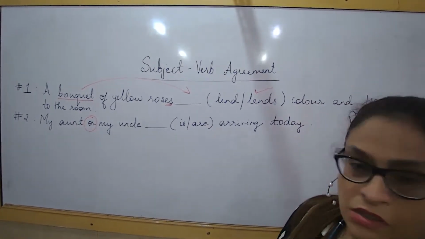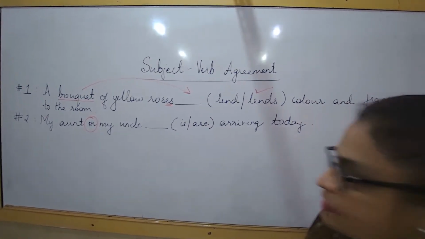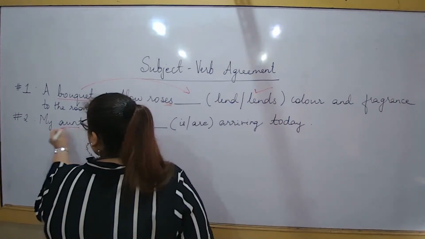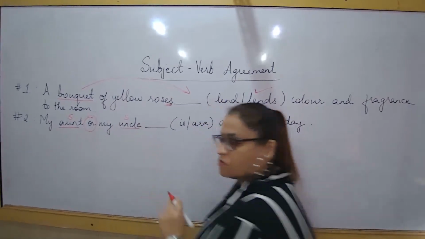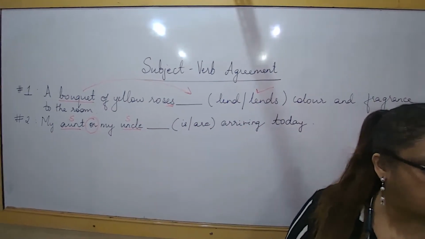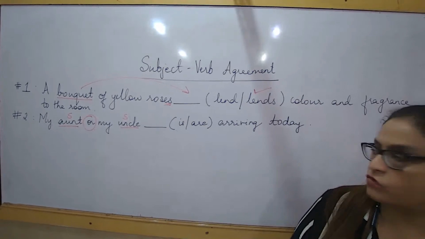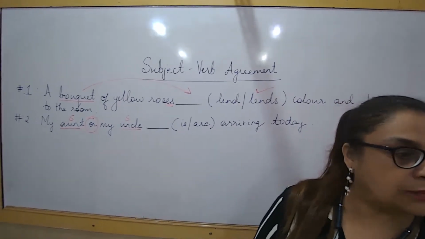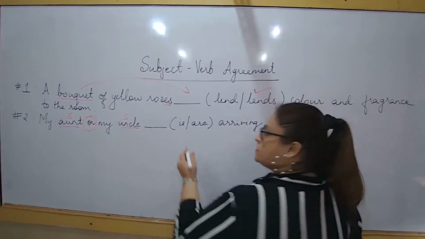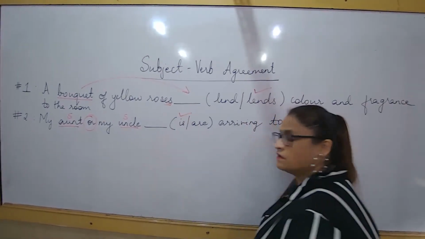So what is this? Two singular subjects connected by or. This is singular, this is singular. So what will the subject be, singular or plural? What will the verb be, singular or plural? It will be singular. So the answer will be is.